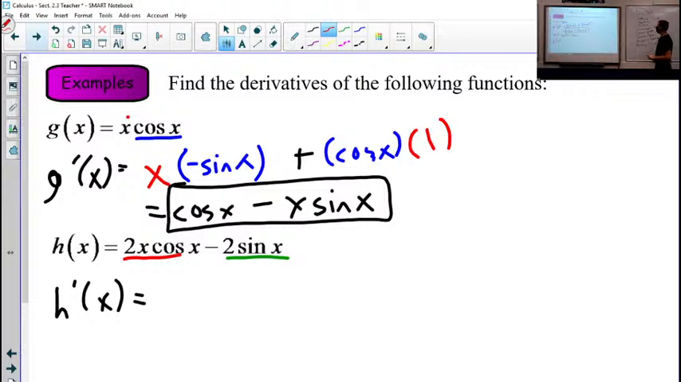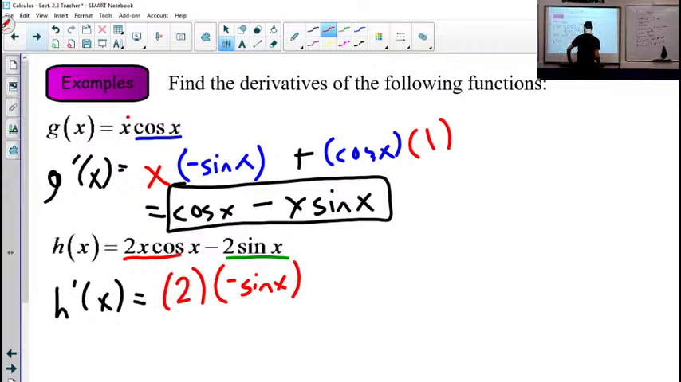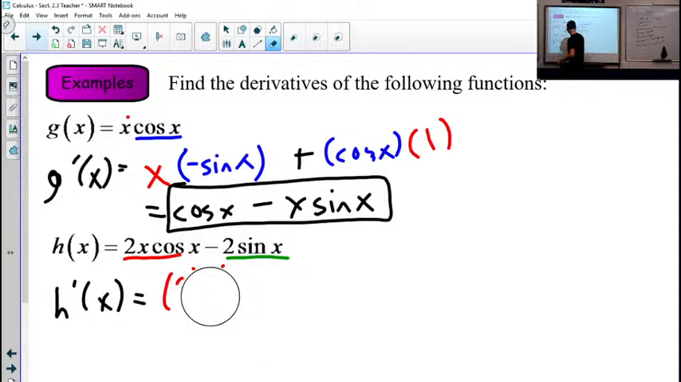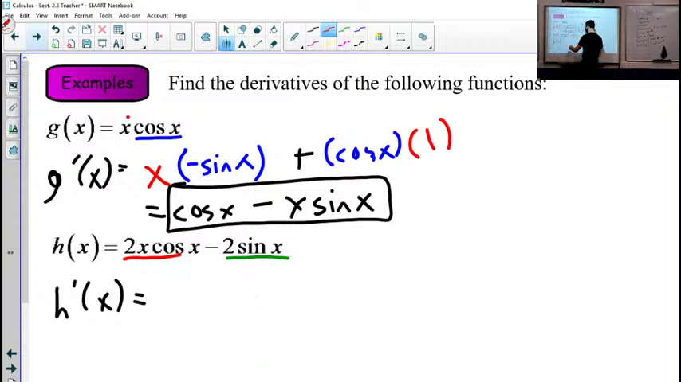2x cosine of x. So the derivative, that's going to be first, derivative of 2x is 2. Times the derivative of the second. Derivative of cosine is negative sine. Plus second, sorry, start that over. I screwed up. This is where I edit out so that they don't have to see me make the mistake and get confused.